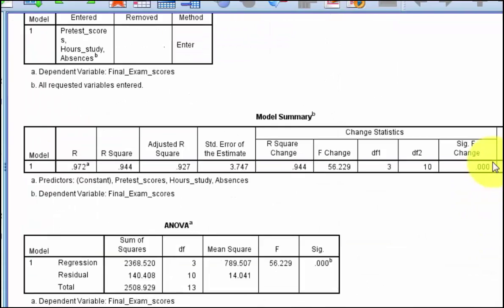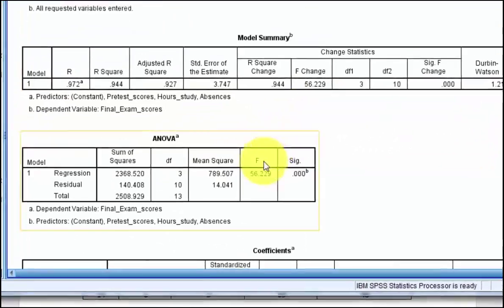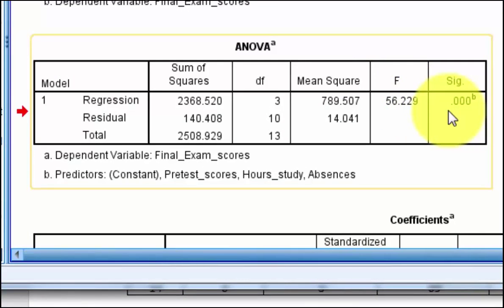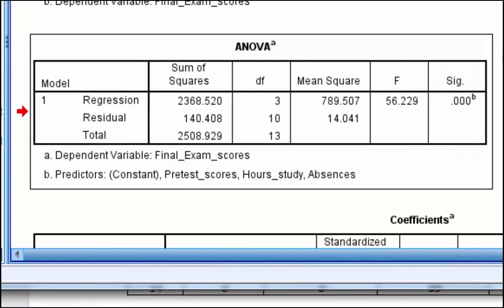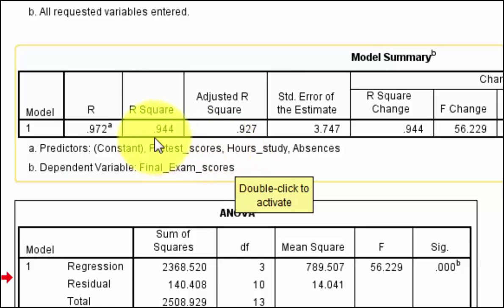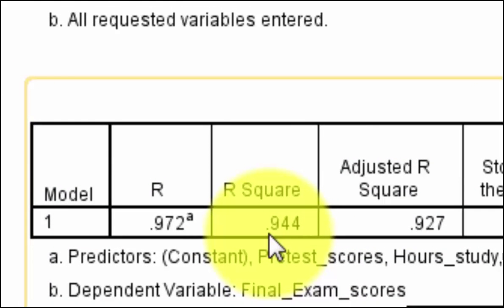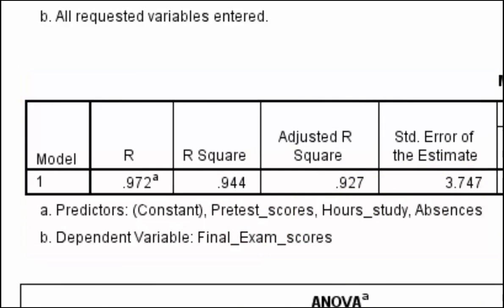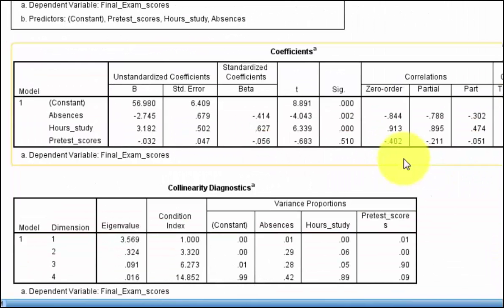So was it a significant regression? Yes. The ANOVA tells us so, right? The significance value is less than 0.05. The effect size is huge. It's 0.944. So that means you can explain practically all of the variance in the final exam scores based on those other three variables, right? Their pretest scores, their study hours, and their number of absences, which, wow, that's really good.